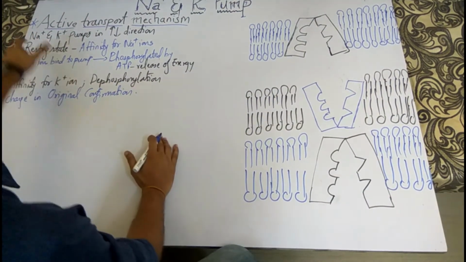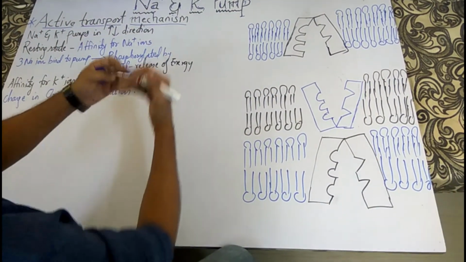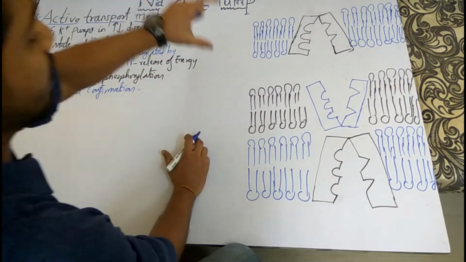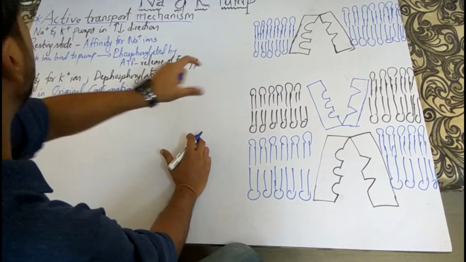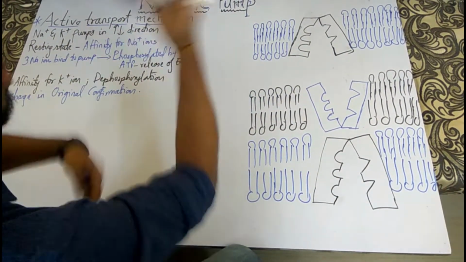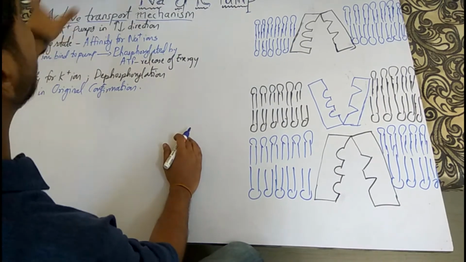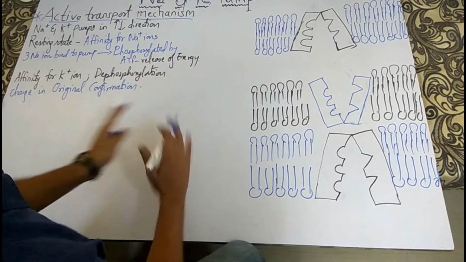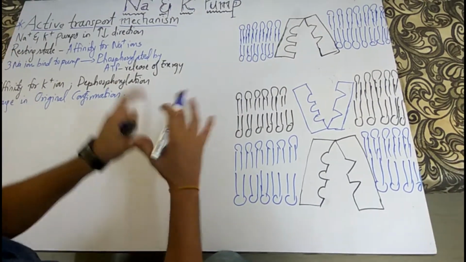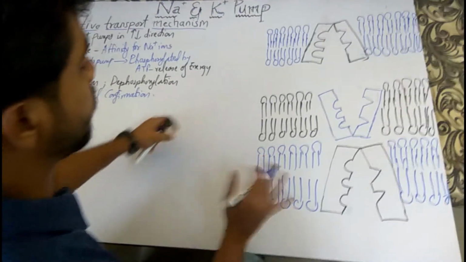Why exchange pump? Because sodium and potassium move across the membrane, so it is transmembrane. Why? Because it changes its structure, its protein conformation. The sodium and potassium are pumped in opposite directions. So it's also known as an active transport mechanism and sodium potassium ATPase pump. First we'll try to understand how it functions in basically three steps.